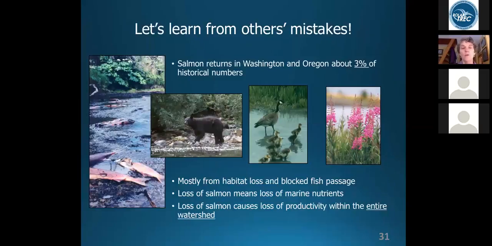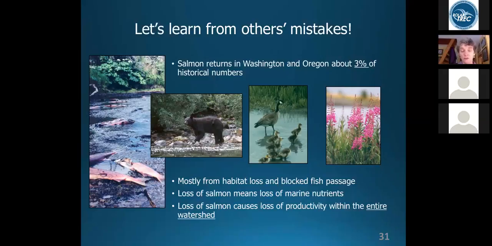So what I'm really hoping is that people in Alaska can learn from others' mistakes. If you look at the salmon returns in Washington and Oregon, for example, they're at 3% of historic numbers. That's just phenomenally low. And in a lot of areas, it's dropping. Most of that is from habitat loss. It's from damaging those riparian habitats. It's from blocking fish passage.